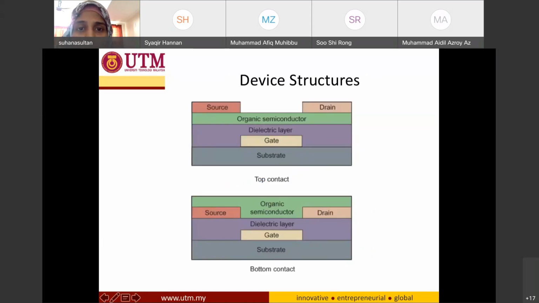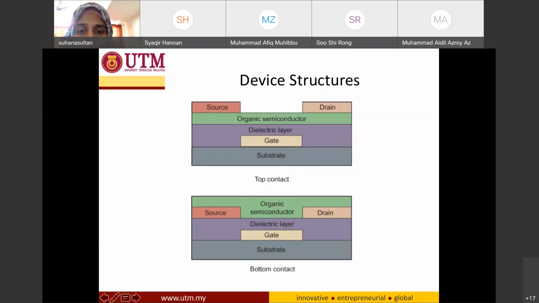In the next slide, I also have a device structure. Basically, you have an organic semiconductor. The source and drain are on top. This is top contact, and this is bottom gate. The gate can be ITO or other types of metal.